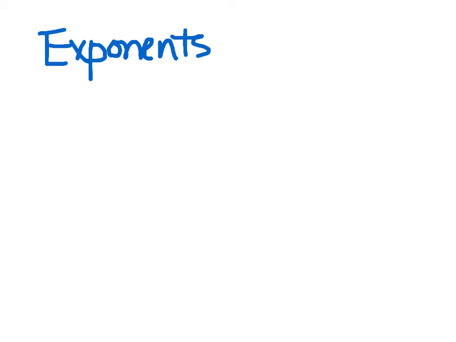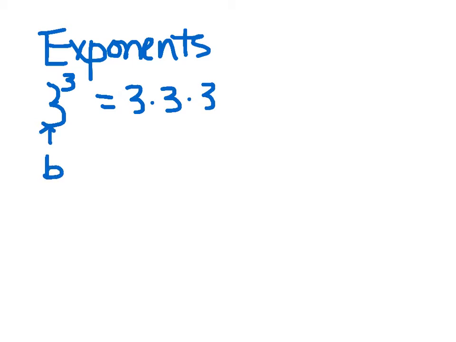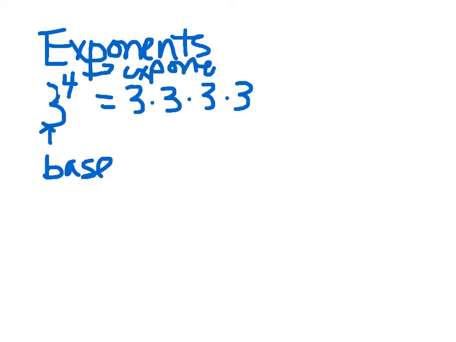I think that everyone is probably aware that 3 to the third power means 3 times 3 times 3, where the number 3 is the base, and the number, oh, I should have used a different number. Let's say it's 4. 3 to the fourth power means 3 times 3 times 3 times 3, where 3 here is the base, and this number is the exponent. It tells us how many times we are multiplying something together.